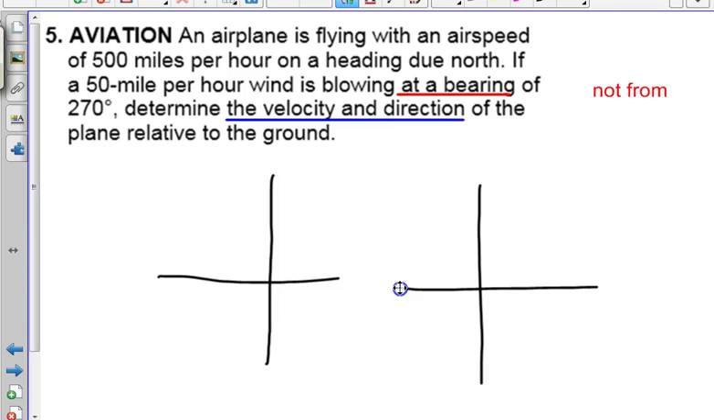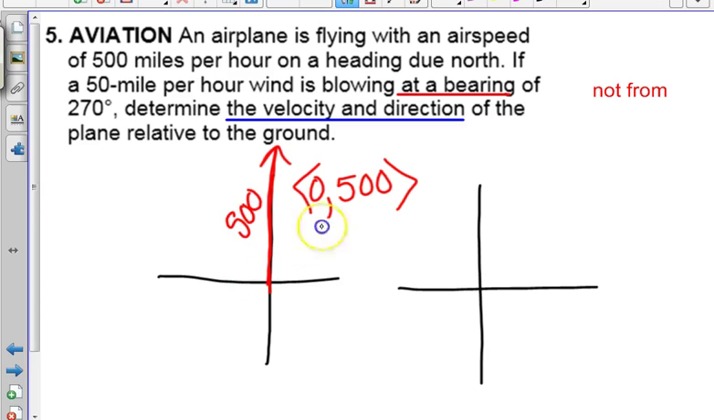Okay. An airplane is flying at an airspeed of 500 miles an hour due north. I may have put something like this on the quiz because you can't hardly mess that up. What are the components of that vector? 0 left or right, and exactly 500 up. Yes? If you wanted to type 500 cosine of 90, 500 sine of 90, guess what you'd get? 0, 500. Okay? Just so you know.